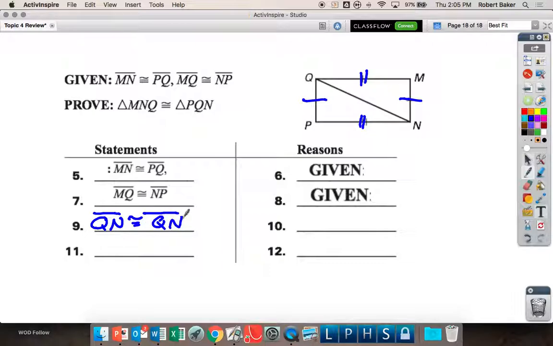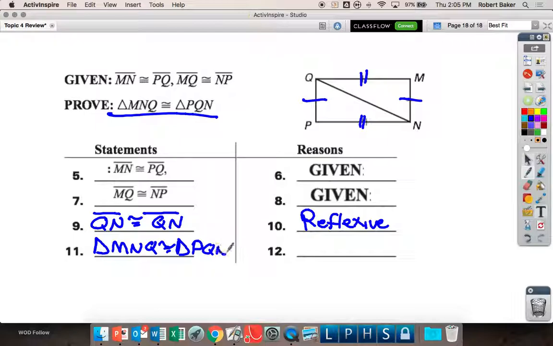Is that a parallelogram? So again, the test will give you that. Why is QN congruent to QN? Reflexive. Like you're flexing your brain on this test, the reflexive property. So then you're here at the proof step. And why are those two triangles congruent?